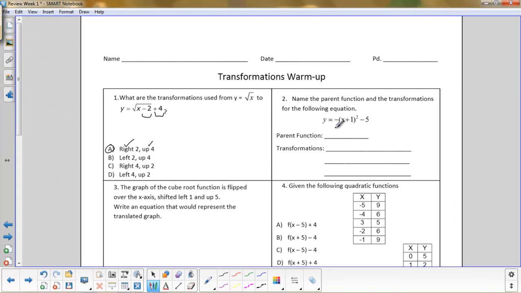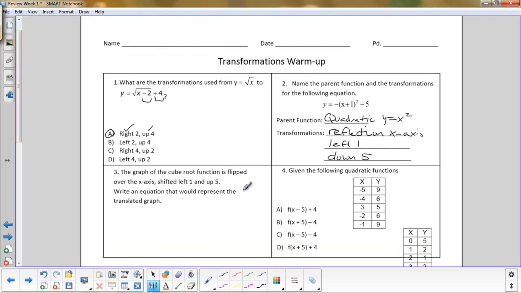Okay. The name of the parent function is quadratic, and it is y equals x squared. Transformations have a reflection over the x-axis. You have a left movement of 1, and you are down 5.